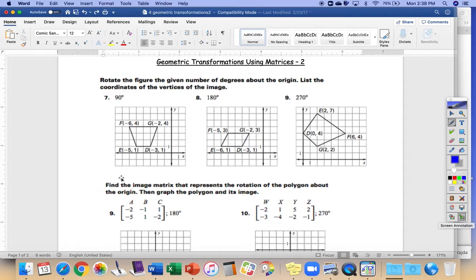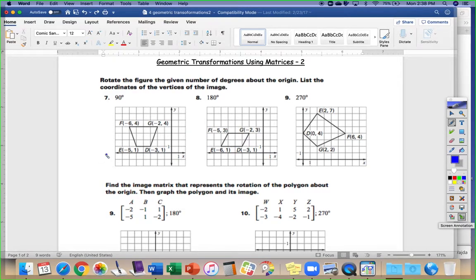For the later ones, it's easier. So I put D, E, F, G into a matrix like negative 3, 1, then I have E, negative 5, 1. D, E, F, negative 6, 4. Negative 2, 4. I have that. And I want to rotate this by 90.